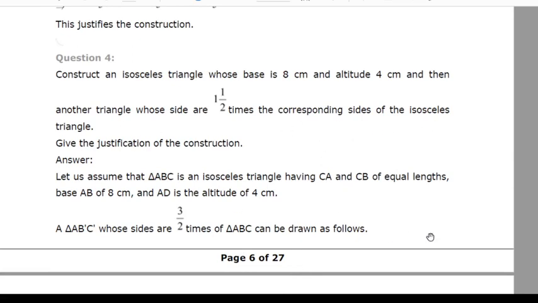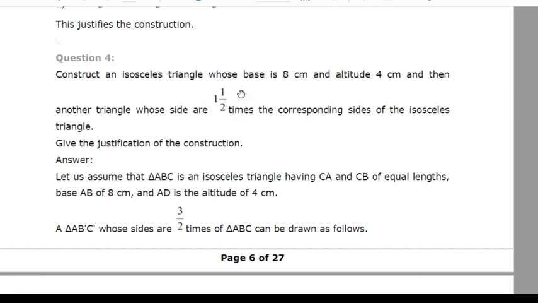Now this question number 4 is also a very easy problem. Construct an isosceles triangle with the given base; you can construct this very simply. First draw a line and bisect it. Then the altitude is 4 centimeters, so you choose an altitude of 4. After choosing 4, you choose the side 8 centimeters. Then you will get your required triangle. After that you have to do the construction for the ratio 3 by 2.